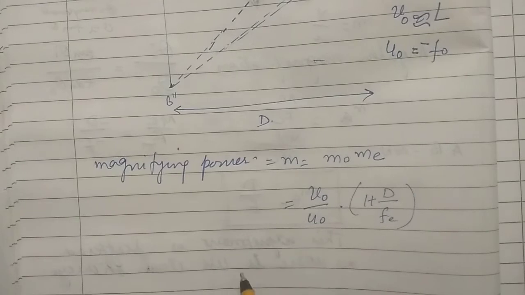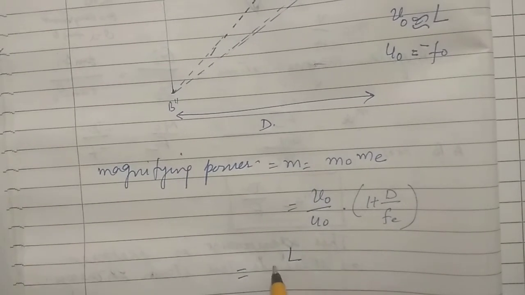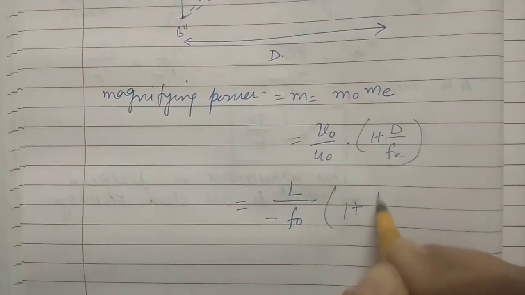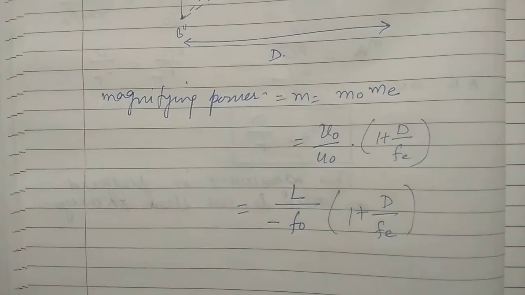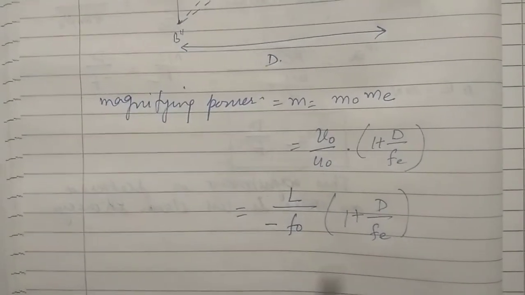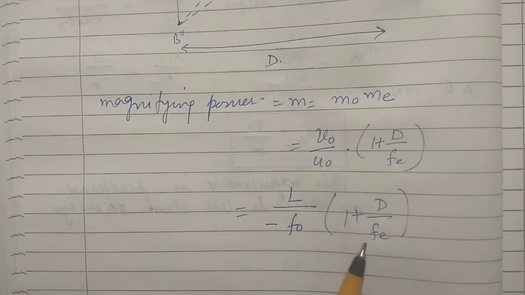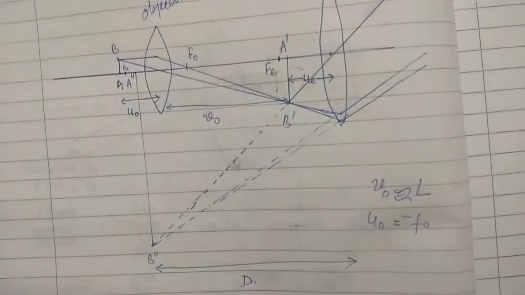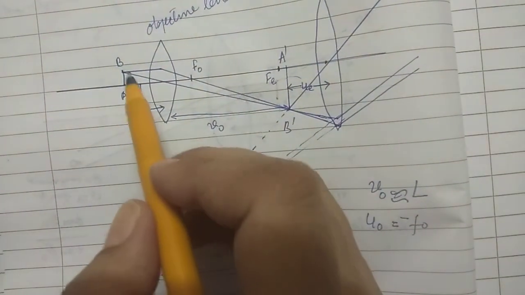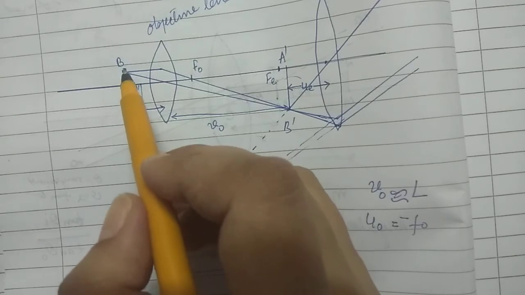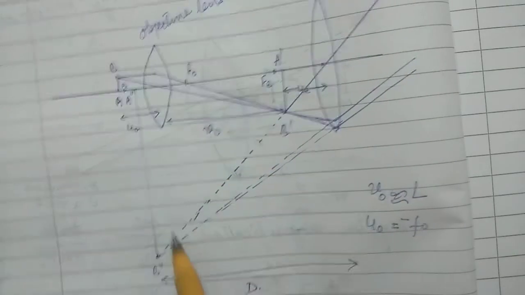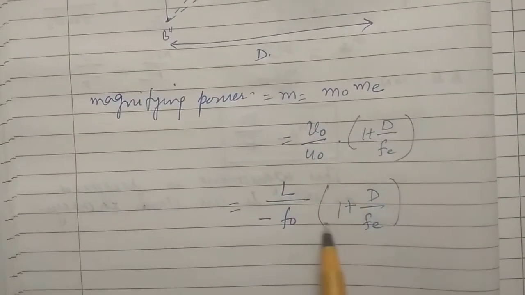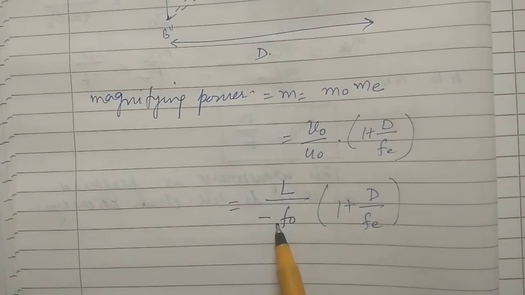So let's substitute the values. V naught is L over minus F naught, times 1 plus D over Fe. In this way you can write the magnifying power of the compound microscope. This minus sign shows that the final image formed is inverted with respect to the actual object. The object is on the upward side and the image is on the downward side, so that is why we get an inverted image and why we see this minus sign in the magnifying power.